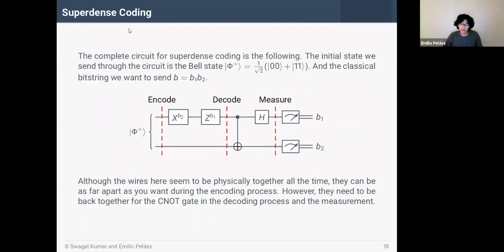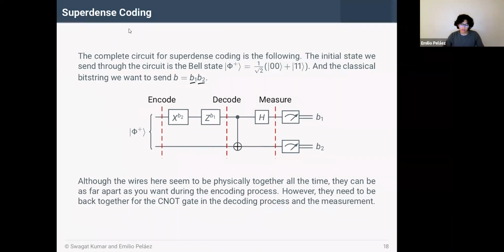So the complete circuit for superdense coding is the following, which, as you can see, is very similar to the last one. We now have the gates, which aren't corrective this time, on the first qubit, and then we have the same CNOT and H, and then we measure, okay? So the initial state we will send through the circuit is just the Bell state, that is the equal superposition of 0,0 and 1,1. And the classical bit string, so the 2 classical bits, is B, which is B1 and B2, okay?